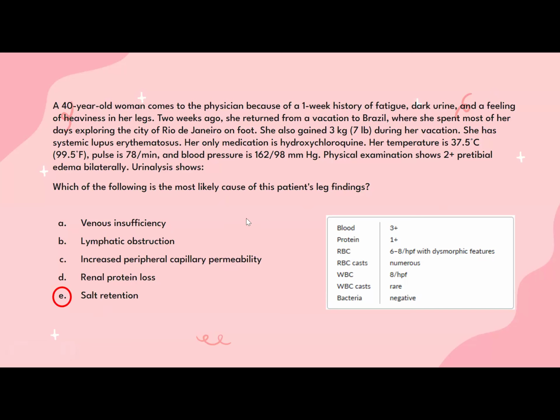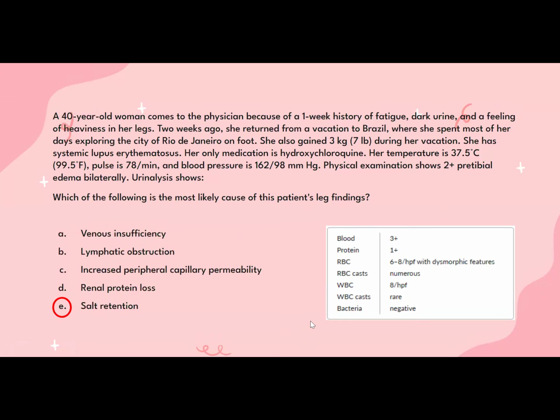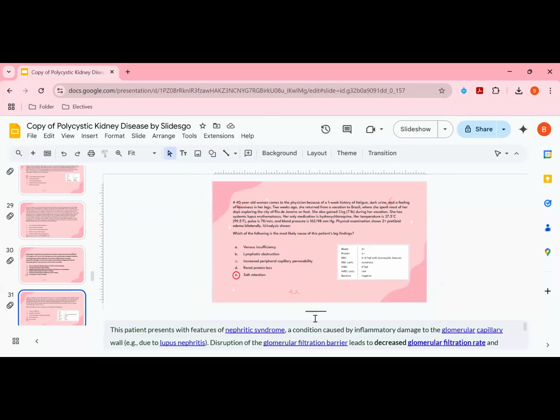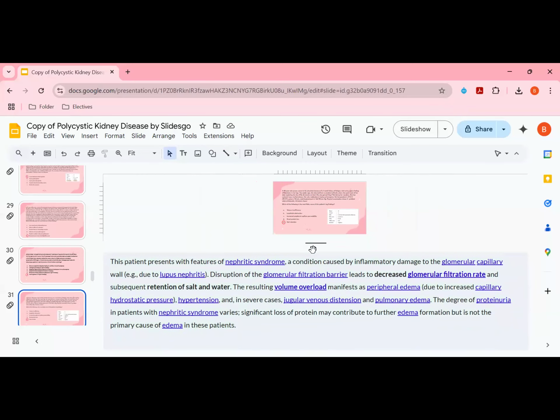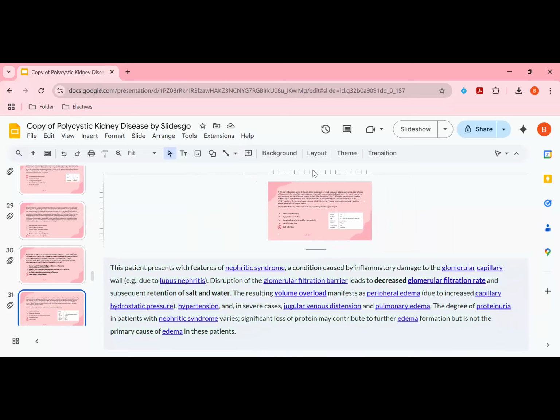Right? Now, for all of these questions, I've given the explanation in the description right here. So yeah, so we were thinking nephritic, right? Nephritic is the most important one where you have red urine, a little bit of proteinuria, but not too much, right? And lupus. Lupus gives us nephritis, most likely. Yeah, so this is pretty much the explanation.